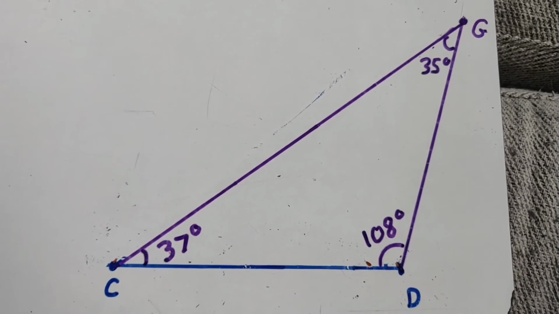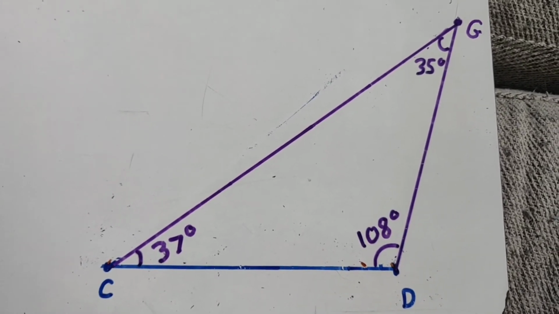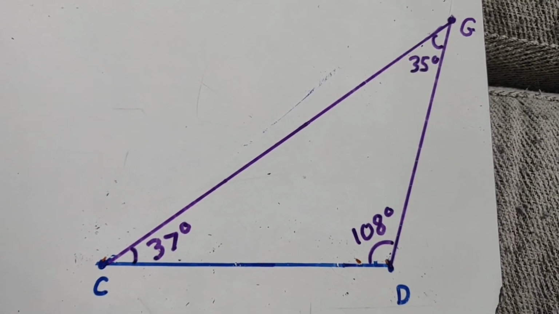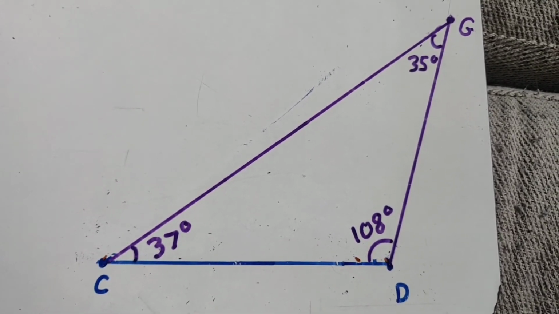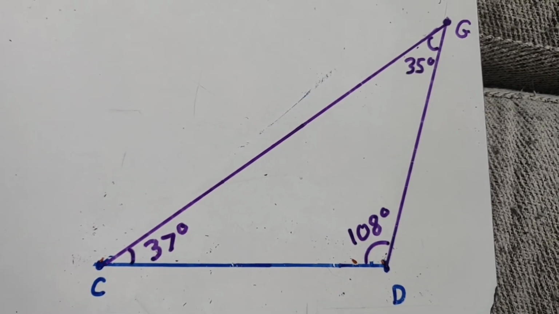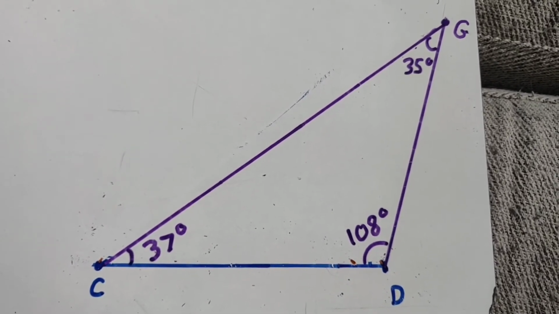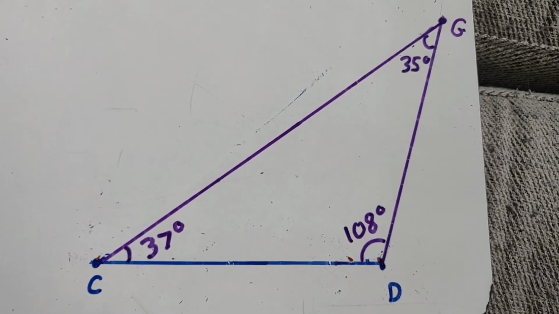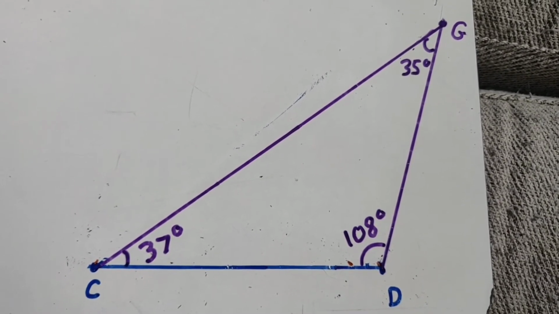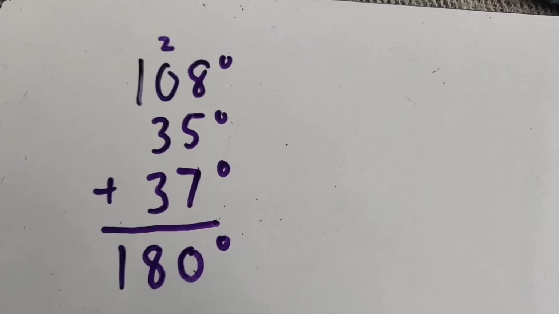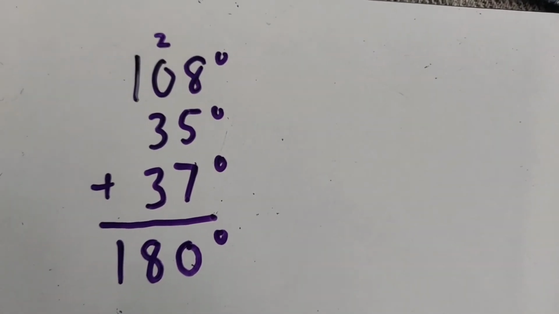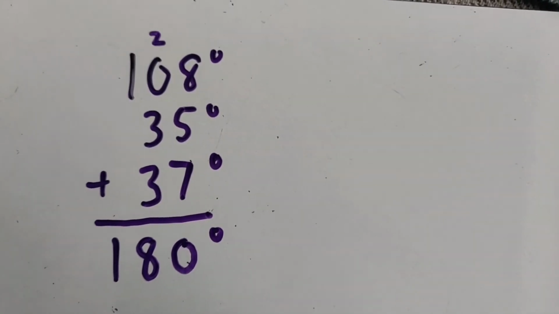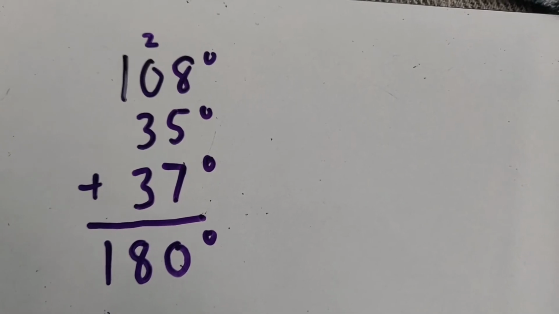So when I measured angle DGC, I found that it was 35 degrees. And when I measured angle GCD with my protractor, I found that it was 37 degrees. Let's see if 108 plus 35 plus 37 add up to 180 degrees, as they should. And when we add them up, we find that they do add up to 180 degrees. If you don't trust me, do the math yourself.